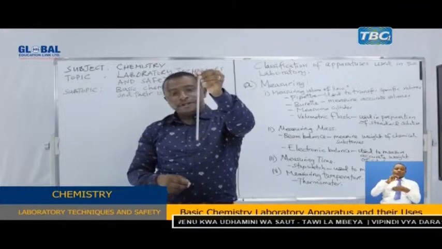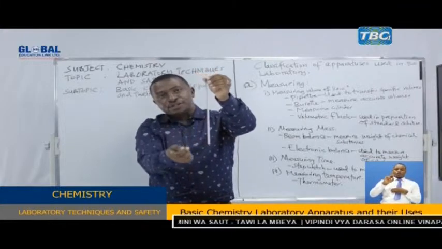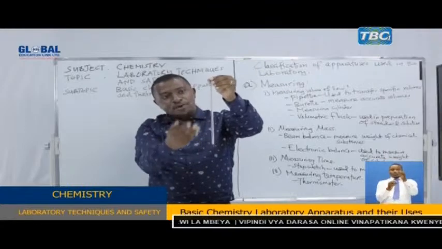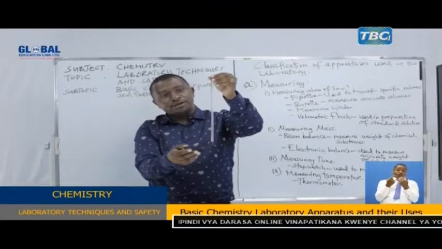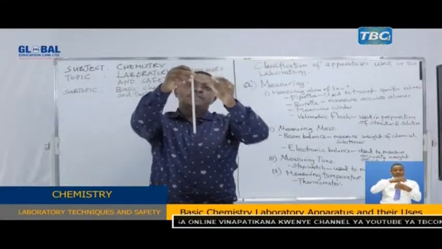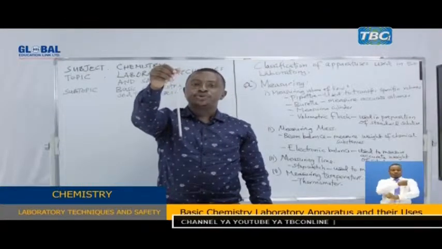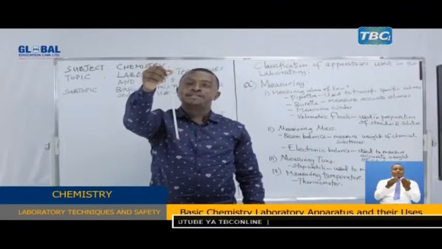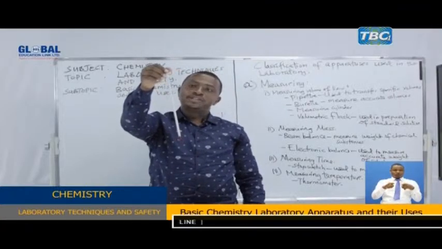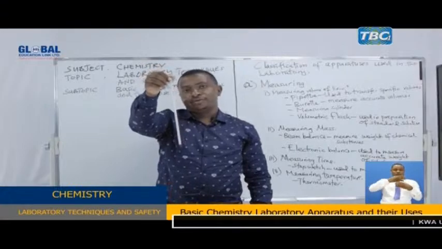You can see it here. It is calibrated. It has the readings. I think you can see them, or you know it. You have seen it once in a laboratory. So this is the thermometer. It is used to measure temperatures of different chemical substances in the laboratory.